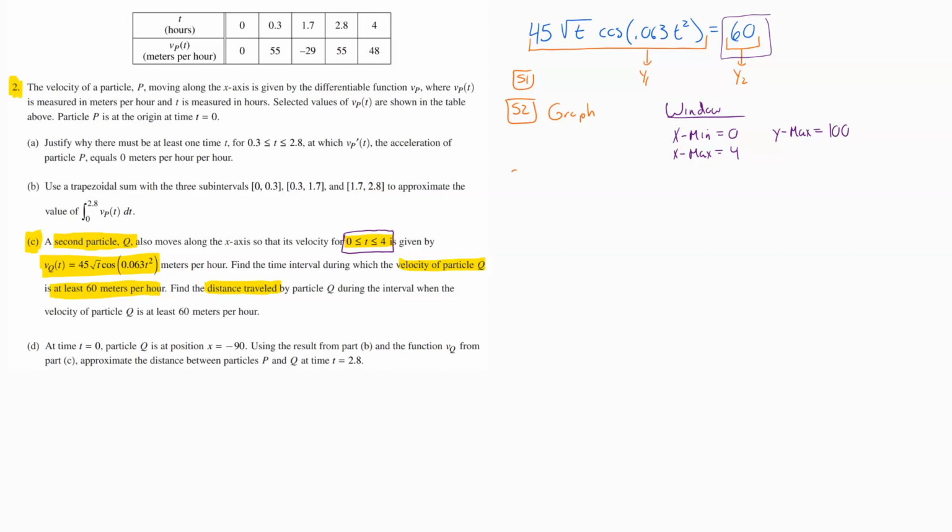Then from there, once we graph it, we're going to do a second calc, and then inside the calc menu we'll choose the number 5 option, which is intersect, and that'll tell us where it begins and ends being above 60, so at least 60.